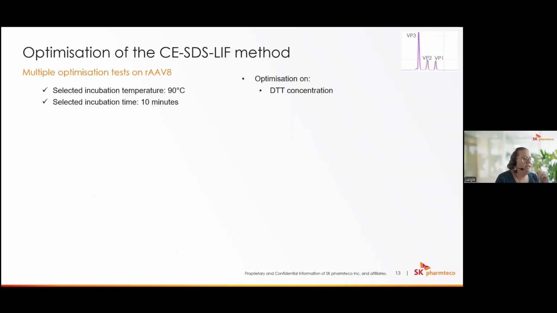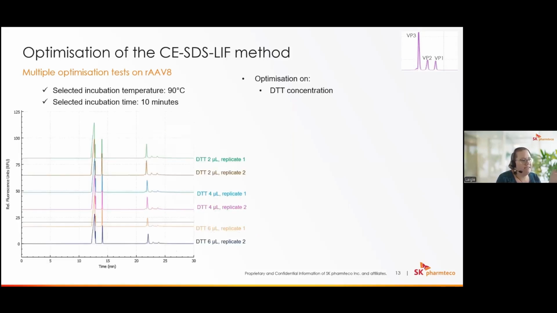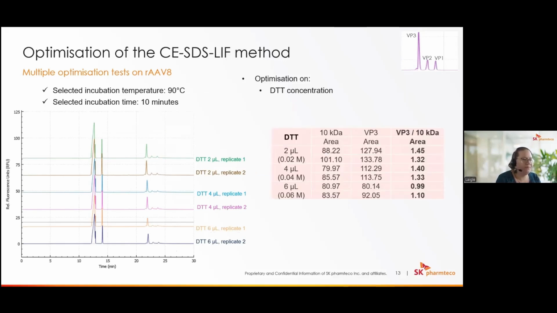We then studied the impact of all the reagents on the denaturation and labeling of the VP proteins, starting with the DTT. For this, we tested 3 volumes of DTT in the reaction mix: 2, 4, and 6 microliters. By analyzing the result based on the ratio of the area of VP3 to the one of the internal standard, we obtained the strongest signals with the 2 and 4 microliter volumes. Following SciEx's recommendation, we selected the 4 microliter volume, corresponding to a concentration of 0.04 molar.